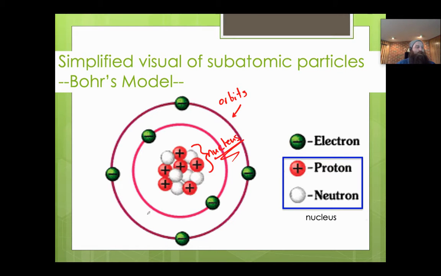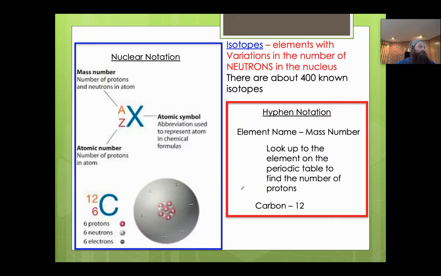So we're going to see these drawings commonly. It's okay to think about the atom in terms of the Bohr model. It simplifies it and makes it worthwhile, okay? So that would be a little bit of review from last time.